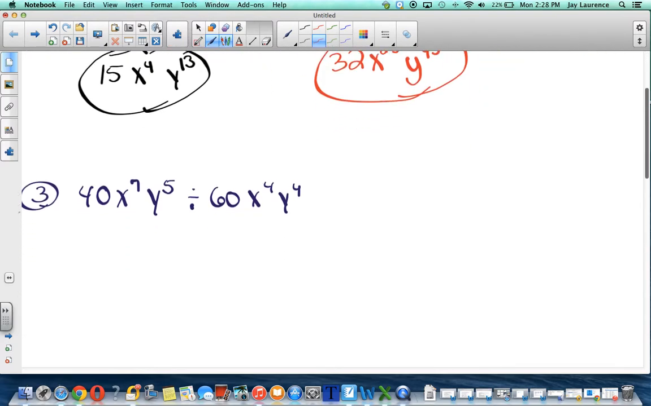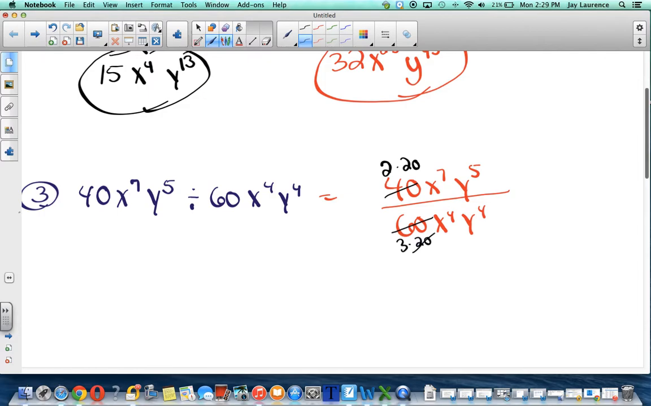All right, number 3, I would rewrite it like this. I would write 40 x to the 7th over y to the 5th, and I'll put that over 60 x to the 4th y to the 4th. And then I'm going to simplify the 40. I'm going to think about 40 as 2 times 20 and the 60 as 3 times 20, and then my 20s will cancel. So my answer is going to be a 2 in the numerator, 3 in the denominator.